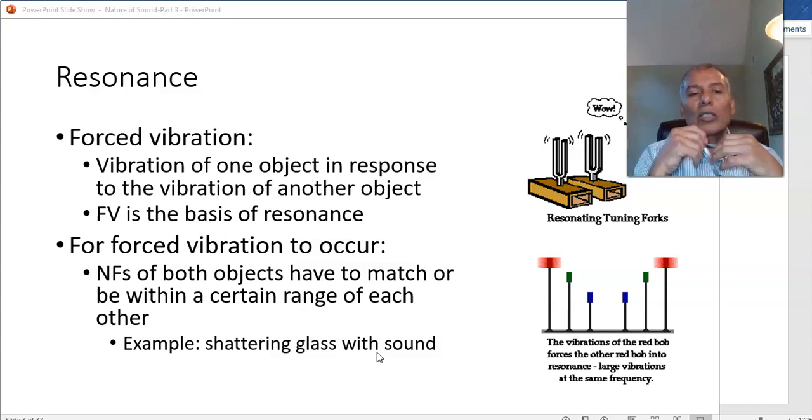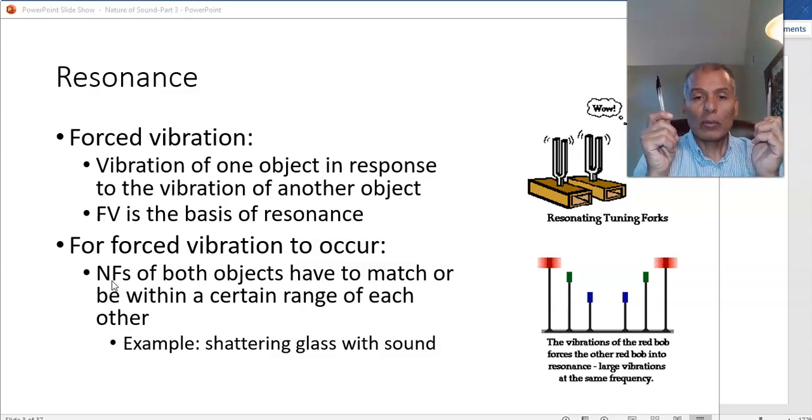So for the vibration to occur, again, the natural resonant frequency, the NF, of both objects has to match in order to produce the greatest amplitude, or to come close enough. But there will be a point where if the difference is so great, you are not going to get forced vibration from the object if the pitches are so widely different.